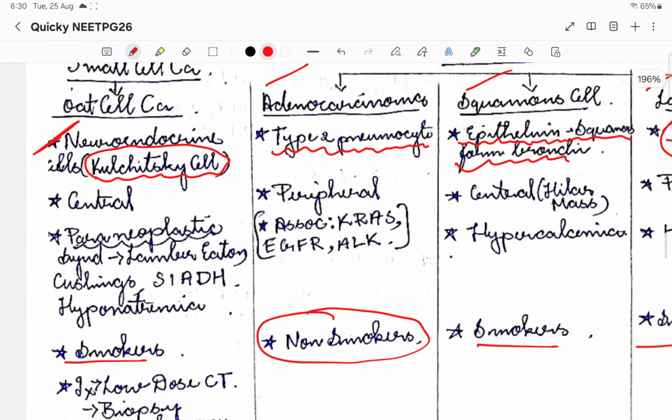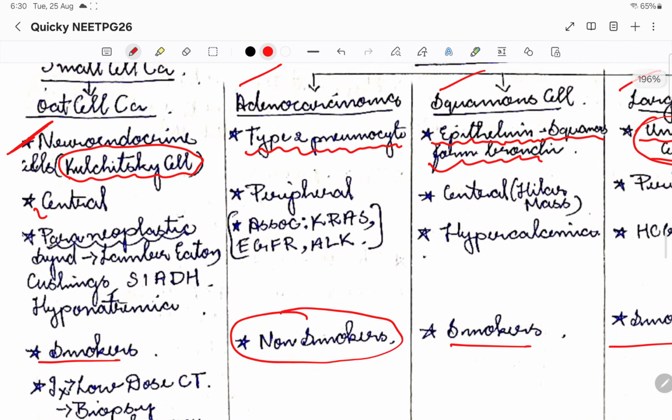Then, in small cell carcinoma, please note that it is going to be central. In squamous cell carcinoma also it is central, because the bronchi are what is getting affected, right? So that is why it will be central.